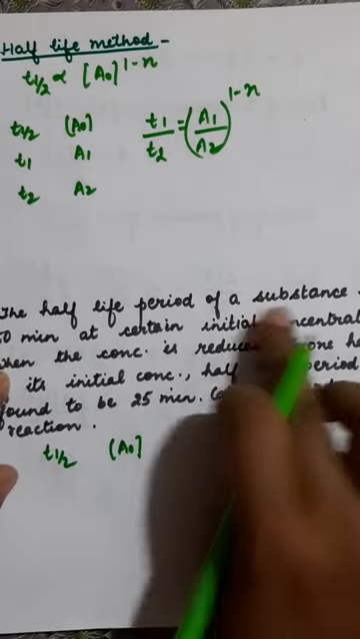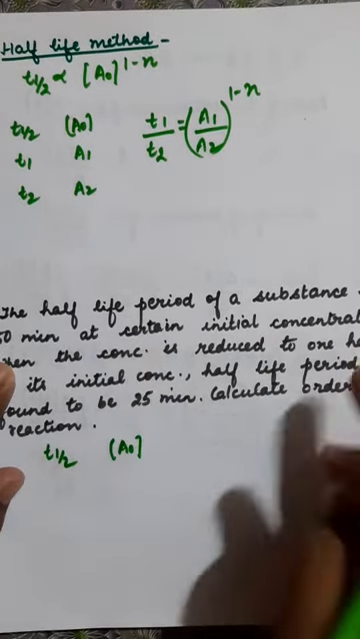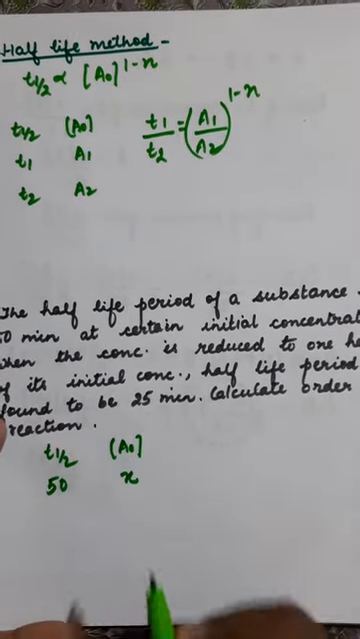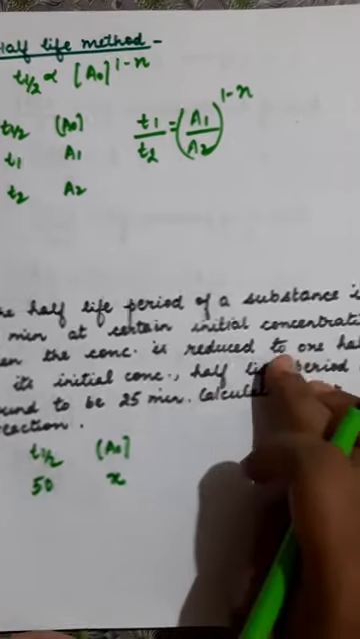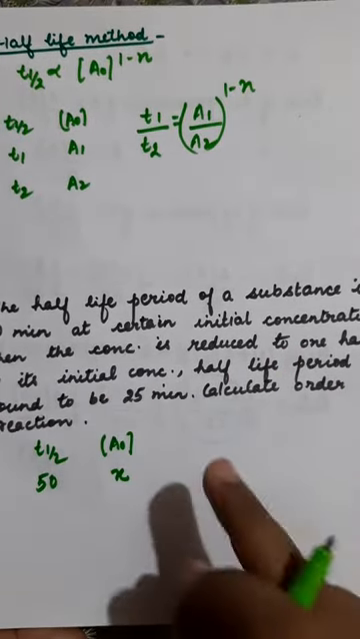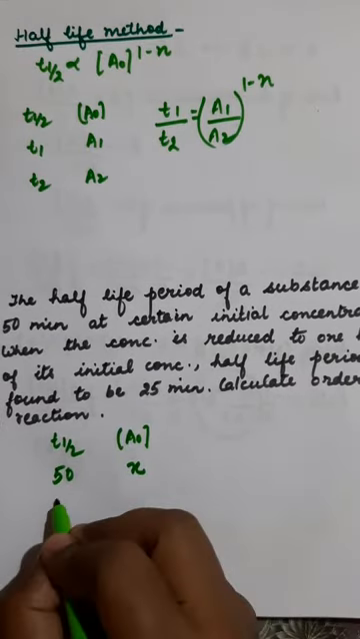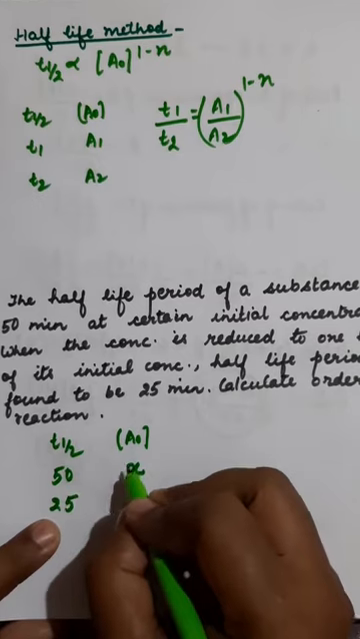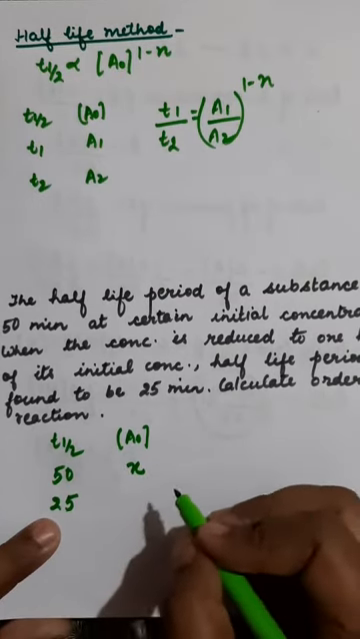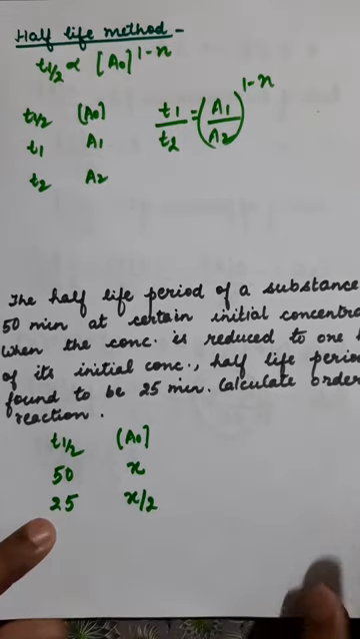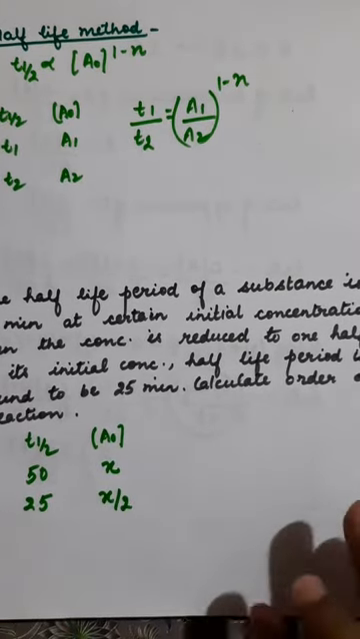The half-life is given as 50 minutes at a certain initial concentration, suppose X. When the concentration is reduced to 1/2 of its initial concentration, the half-life period is found to be 25 minutes. So the half-life period changes to 25 minutes when the concentration is reduced to half of its original concentration. So A naught becomes X by 2. You have to find the order of the reaction.